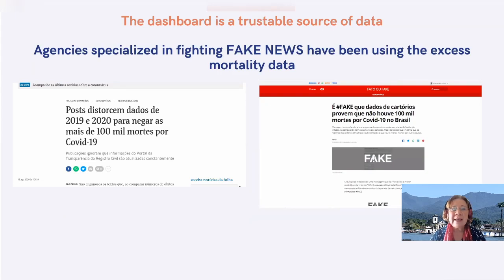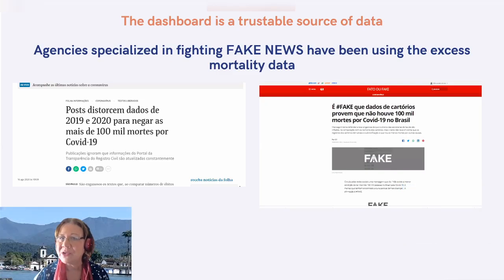Next, please. So the dashboard is also a trustable source of data, and agencies specializing in fighting fake news have been using the excess mortality data. For instance, when Brazil reached 100,000 deaths by COVID, there was a massive attack of fake news saying that these 100,000 deaths, in fact, weren't caused by COVID, but by other causes, and that people would have died anyway.